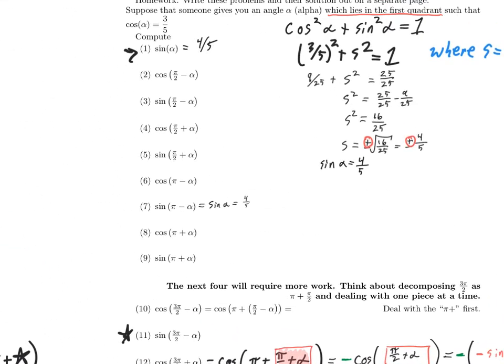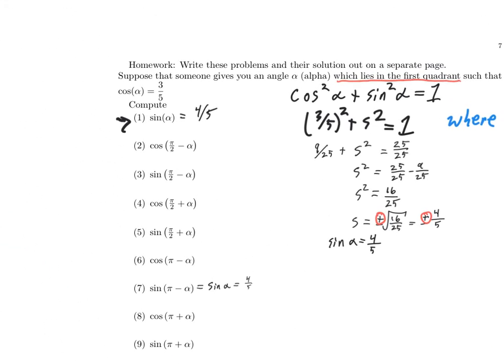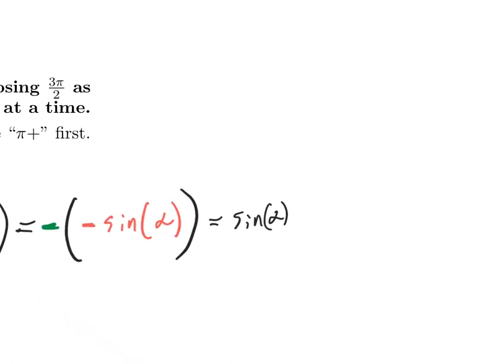But let's go all the way up. What's the sine of alpha? It's 4/5. Cool.